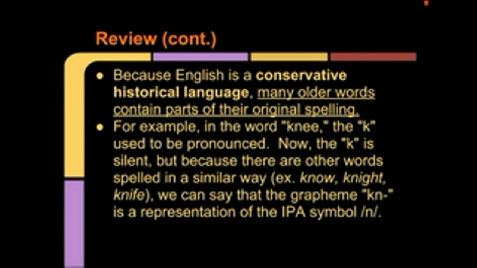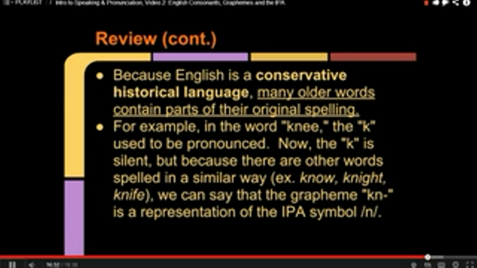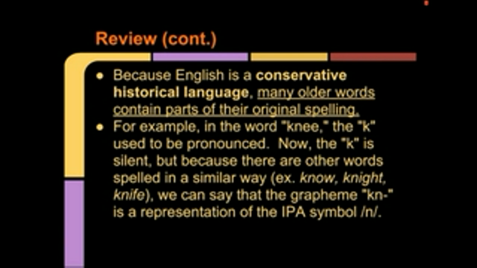Because English is a conservative historical language, many older words contain parts of their original spelling. For example, in the word knee, the K used to be pronounced. Now the K is silent, but because there are other words spelled in a similar way, for example, know, night, knife, we can say that the grapheme KN is a representation of the IPA symbol N.